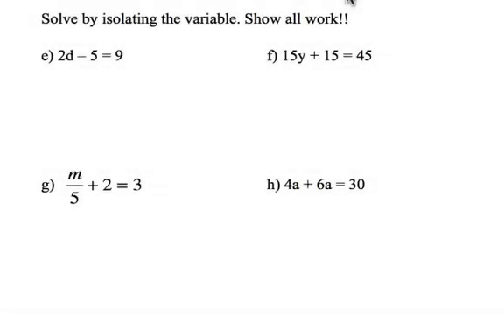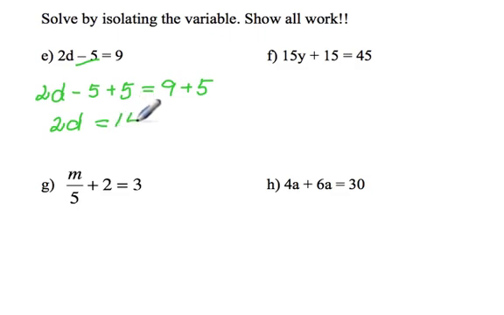Solve by isolating the variable, show all work. Question E. We have 2 times d take away 5 equals 9. We have to deal with a separate value first, so we are going to add 5 to both sides of the equation. 5 plus 5 is 0, leaves 2d on the left-hand side, and 9 plus 5 is 14. Now 2 is multiplied by d, the opposite operation is division, so we will divide both sides by 2. 2 divided by 2 is 1, leaves d on the left-hand side, and 14 divided by 2 equals 7.